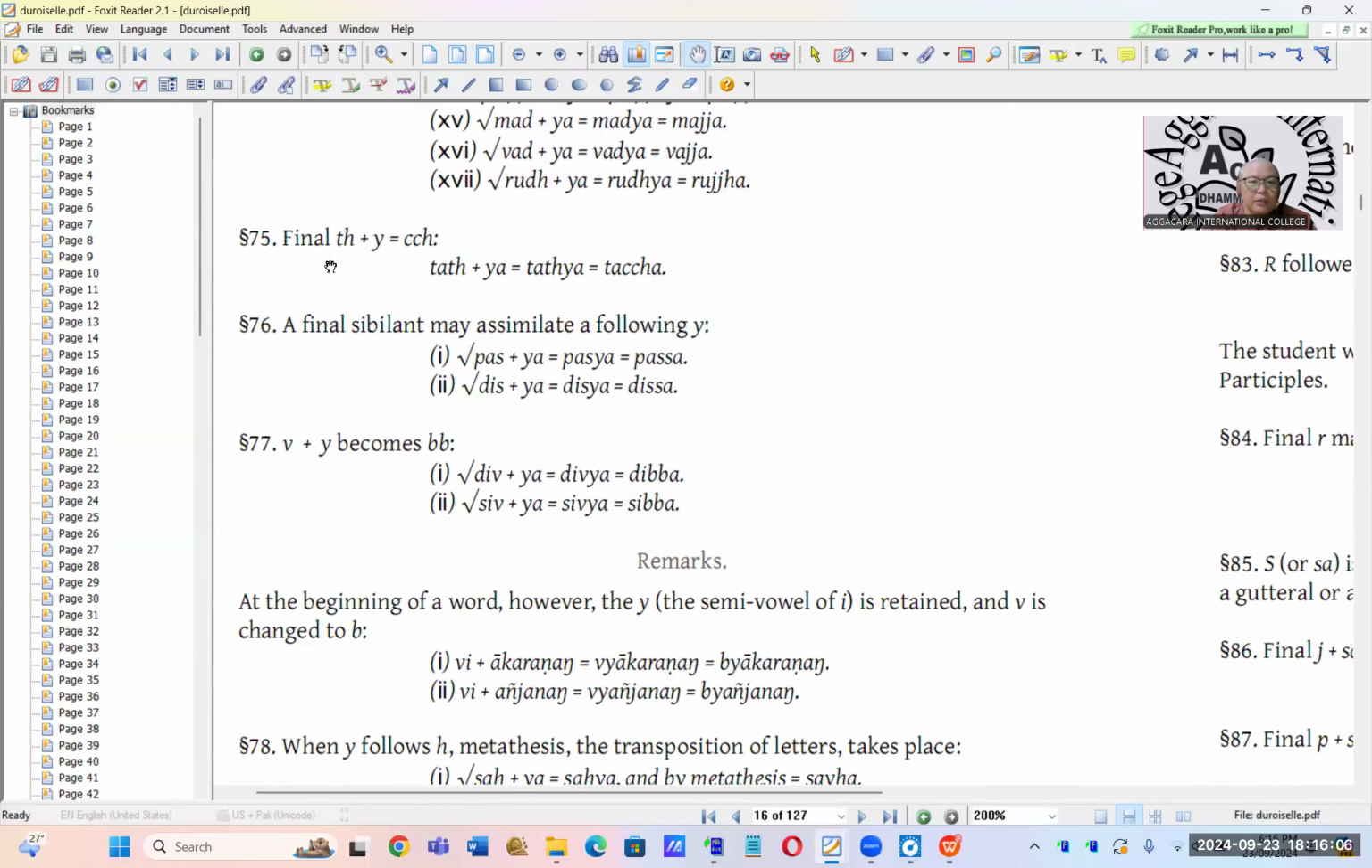This one also can. THY becomes CCH, like just now with the Y here. And V and Y, V and Y become VV. VV changes to BB. C and Y, V becomes Y, VY becomes BB.